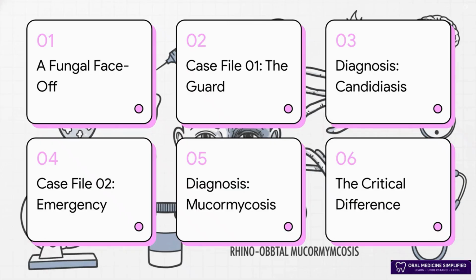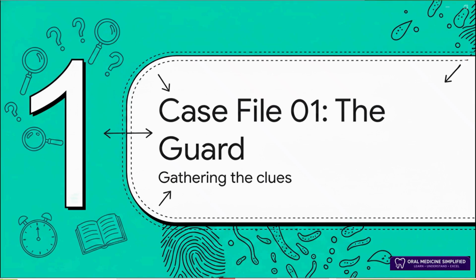Let's begin. So here's the plan. We'll solve case file number 1. Then we escalate to a true emergency in case file number 2. And finally, we'll put them head to head. So you never miss the distinction. Let's move to case file number 1. Focus here. Every detail matters because this one is a classic. If you know what to look for, you'll get it.